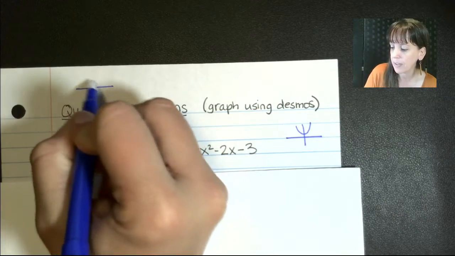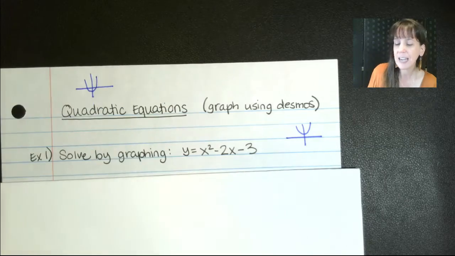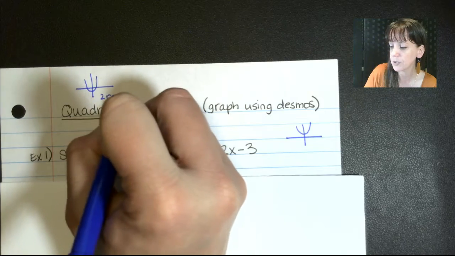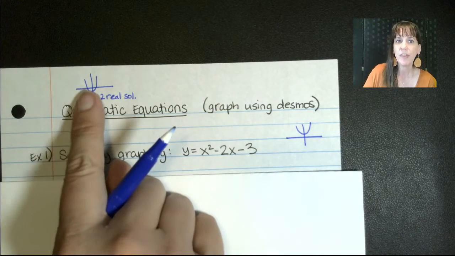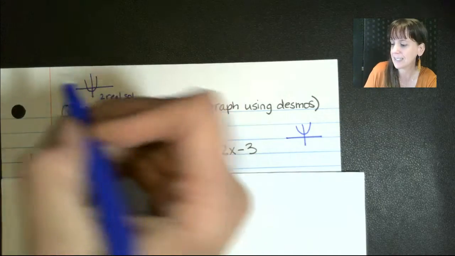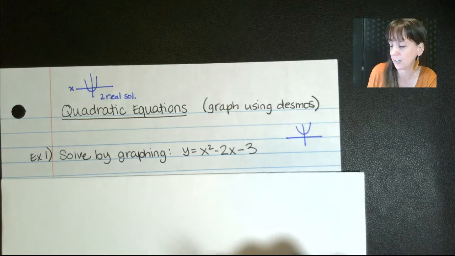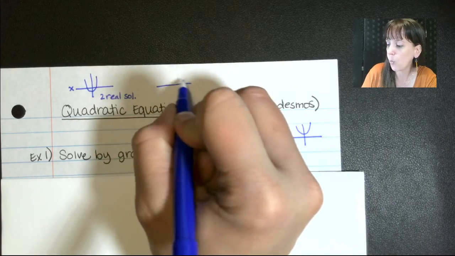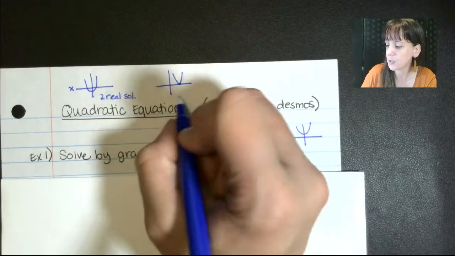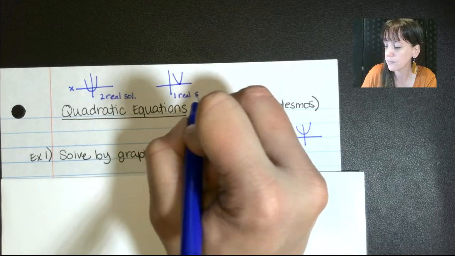If we've got one that looks like this, it has two real solutions. You'll want to write this down in your notebook. What this means is that it crosses our axis two times, and wherever it crosses the x-axis, those are our solutions to that equation. When we have one real solution, it looks like this. It bounces right off of there. So this is one real solution.